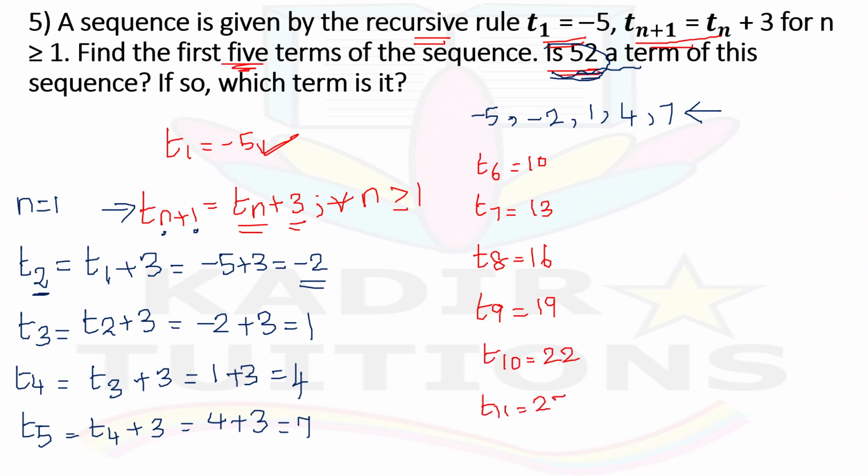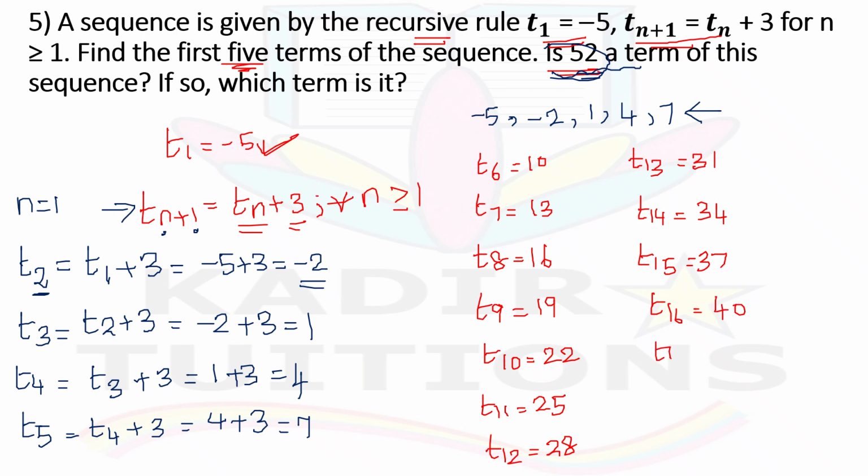T11 is 25 and T12 is 28. Then T13 is 31. T14 is 34, so plus 3, right? And T15 equals 37. T16 equals 40. T17 equals 43. T18 equals 46. T19 equals 49. And we are getting T20 as 52.